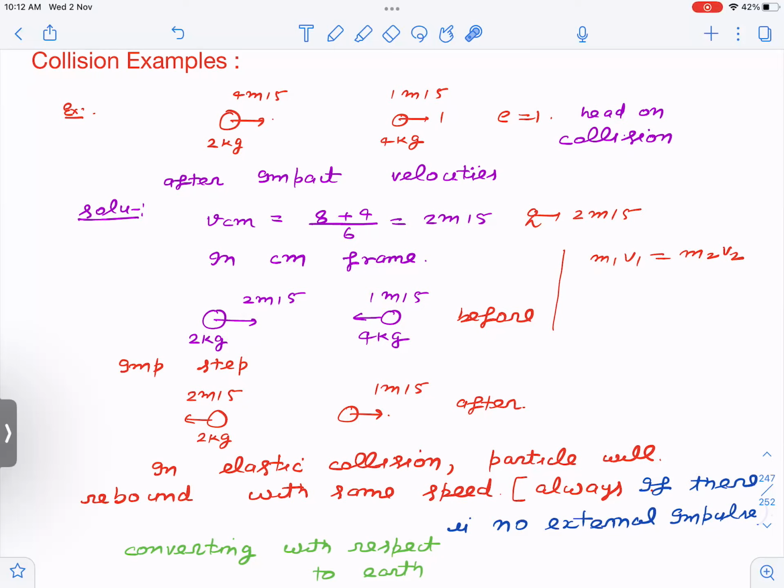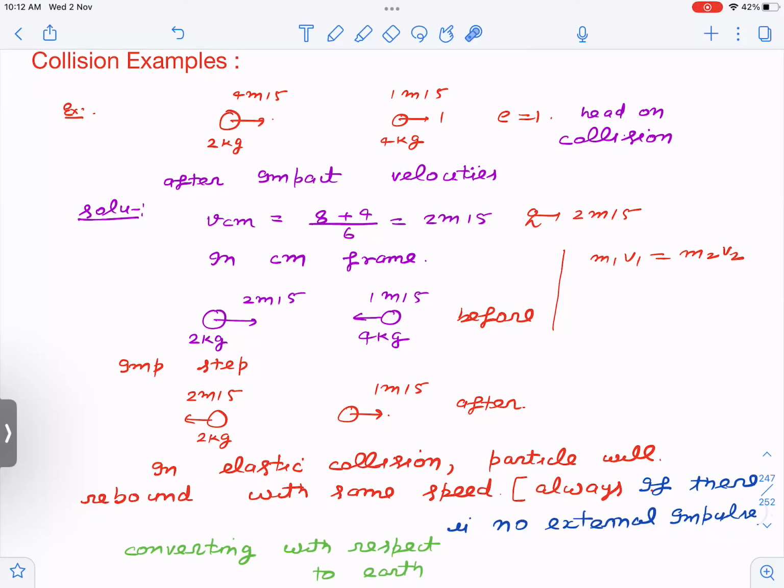Kinetic energy in the system will increase, right? That is not allowed. So if this is 2, this is 1, then this will go back with 1. This will also go back with 1. This will always happen. So in an elastic collision, particles will rebound with the same speed always if there is no external impulse, correct?